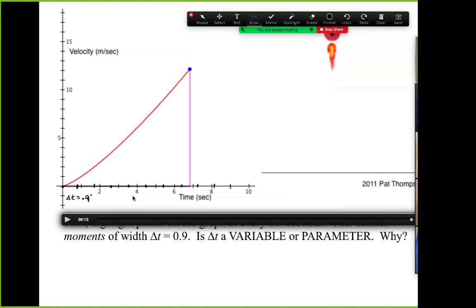So what about t? Is that variable or parameter? Variable. That varies, right? So we have t varying through intervals of 0.9. The 0.9 stays the same in this context, but t varies through those intervals. Okay, let's keep pressing on here if we can.